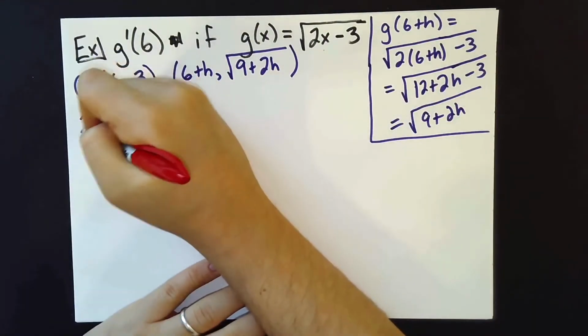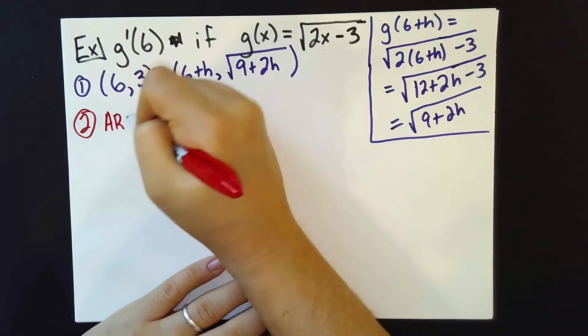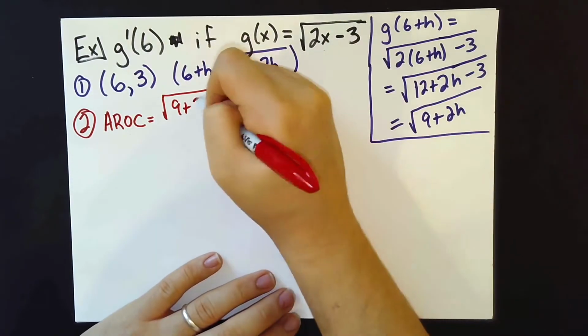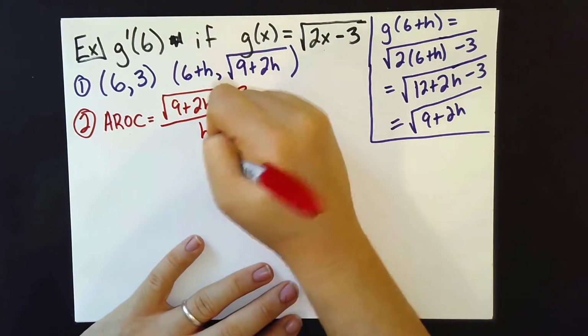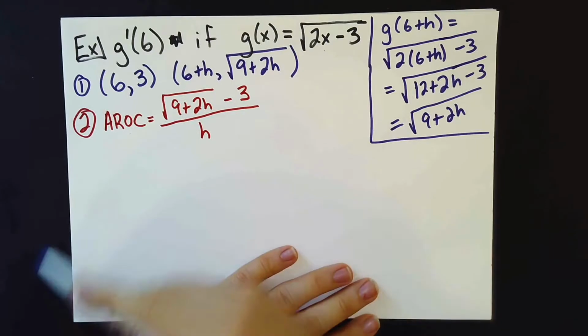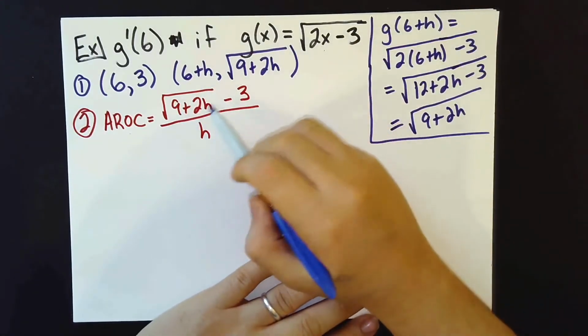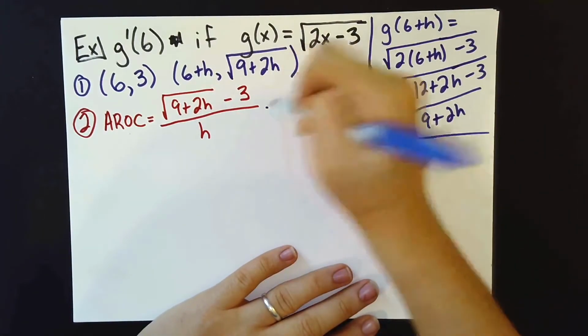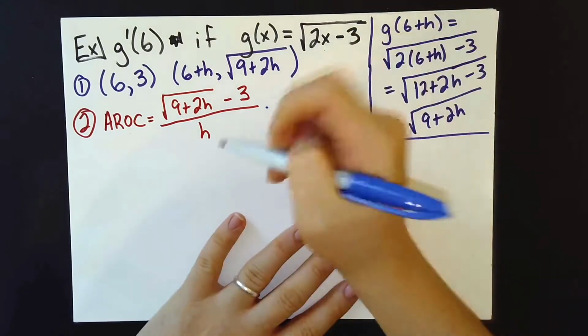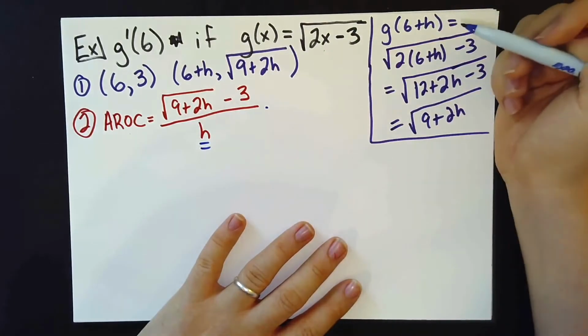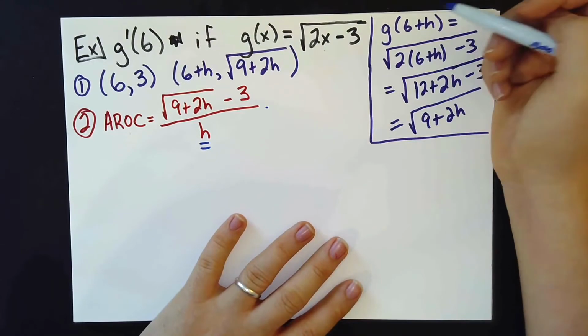We write down our average rate of change. And as before, we're going to have to multiply by the conjugate in order to make this work. Because again, remember, I can't make progress until I've dealt with this h.